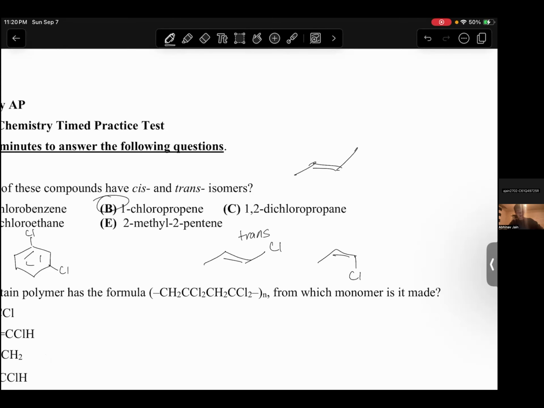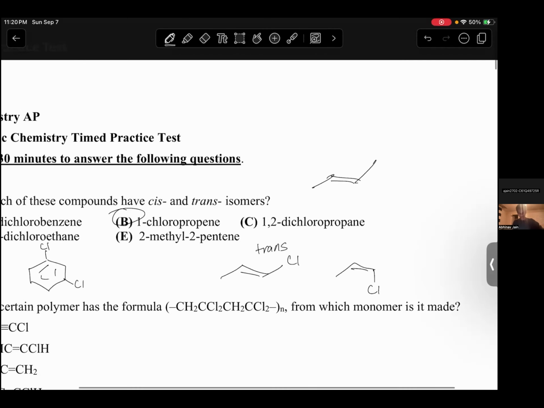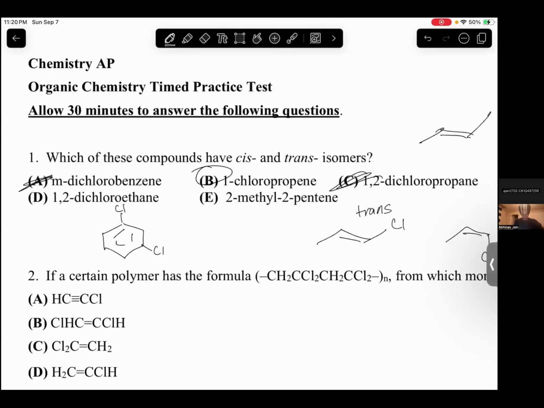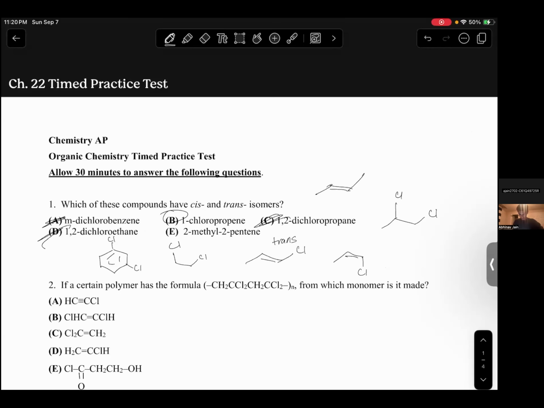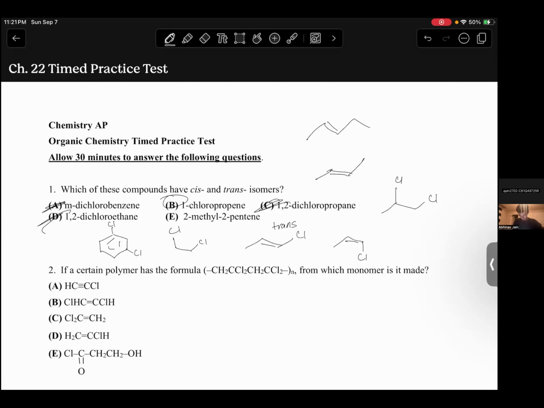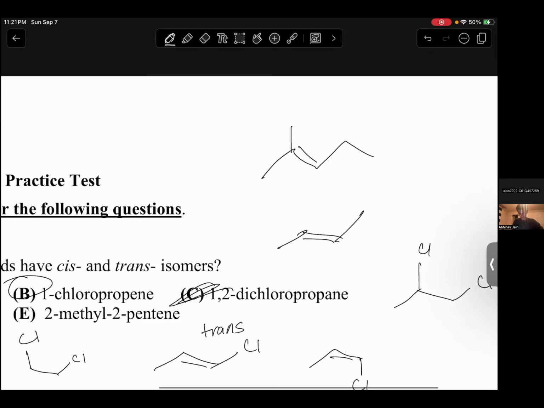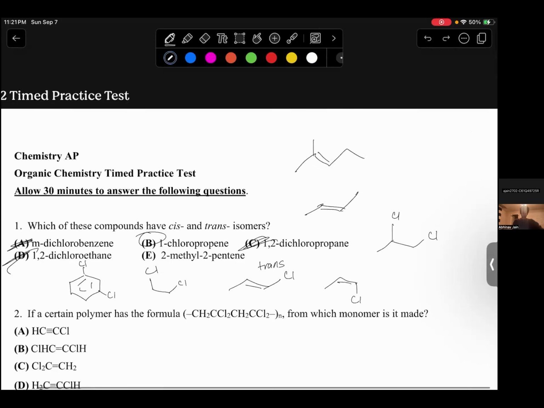And then looking at the other answer choices, C, 1,2-dichloropropane, is obviously incorrect because there's no alkene. 1,2-dichloroethane, same thing, we can't have cis-trans for that. 2-methyl-2-pentene would look like this. We can't have cis-trans for this because there's two equivalent groups coming off this carbon, and when we have two equivalent groups, we can't describe it with cis-trans. So the answer is B.